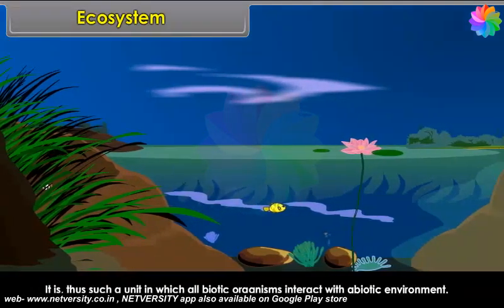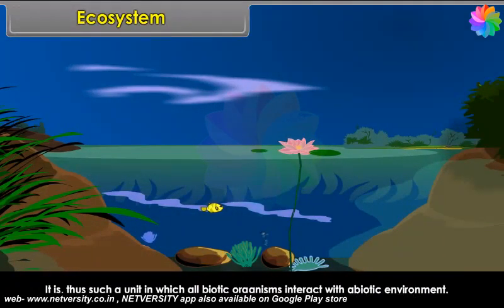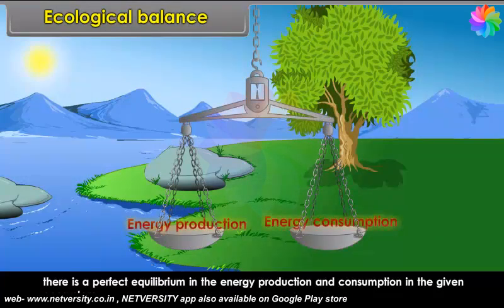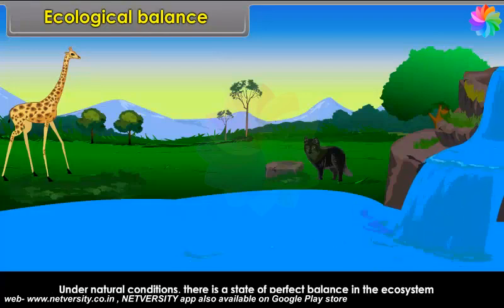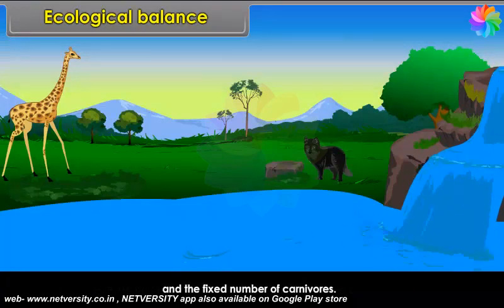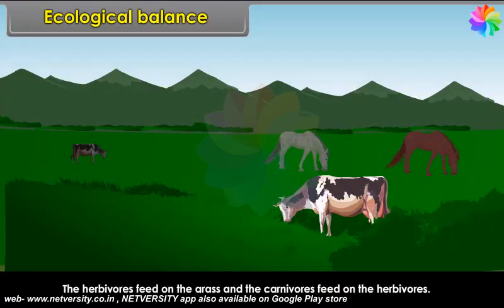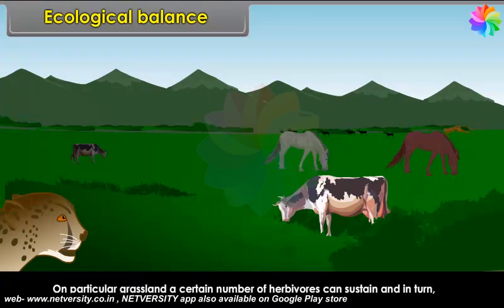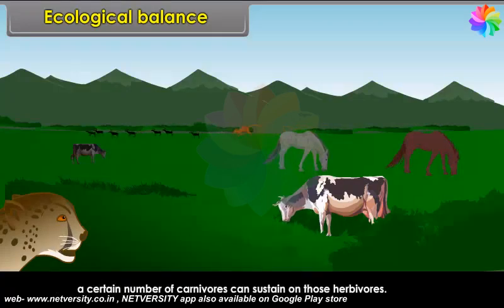Ecological balance. Ecological balance is the condition under which there is a perfect equilibrium in the energy production and consumption in the given ecosystem. Under natural conditions, there is a state of perfect balance in the ecosystem, and this balance is maintained by the fixed number of herbivores and the fixed number of carnivores. The herbivores feed on the grass and the carnivores feed on the herbivores. On a particular grassland, a certain number of herbivores can sustain, and in turn, a certain number of carnivores can sustain on those herbivores. Thus, in the state of ecological balance, the living organisms remain almost stable.